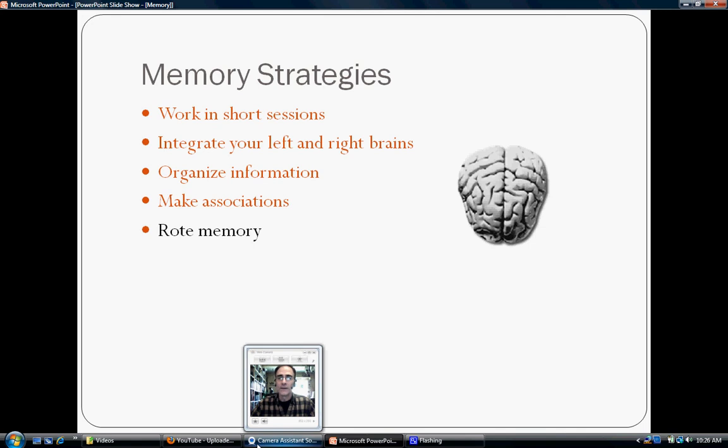Rote memory is actually how most people memorize things. Rote is when you say something over and over until you finally get it. For those of you who are taking medical terminology class, you'll probably create these little 3x5 flashcards, word on one side, definition on the other side, and you'll just go through it over and over until you finally get it.